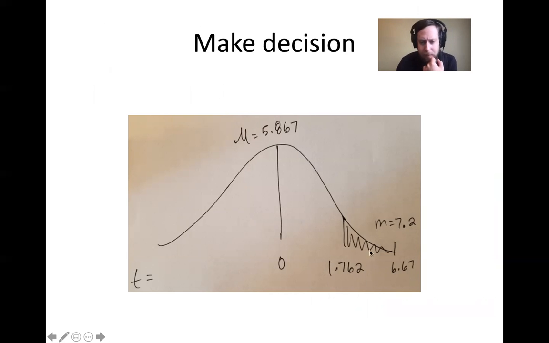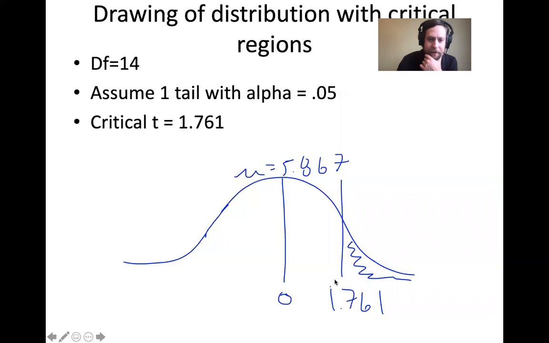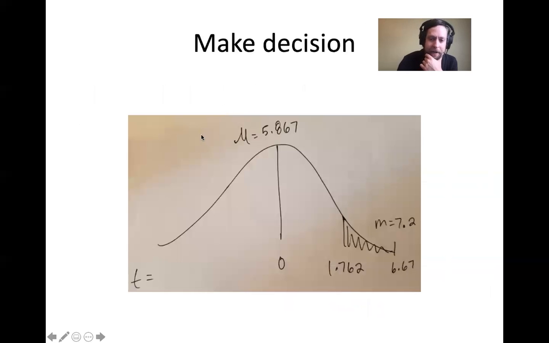I should point this out: some t tables are different, and I copied and pasted this directly out of the answer sheet. This person, Dr. Marshall, I'm presuming, used a slightly different t table, and so she had the critical t being 1.762. We had the critical t being 1.761. It's close enough that I'm not going to count it; either one would be counted correct.